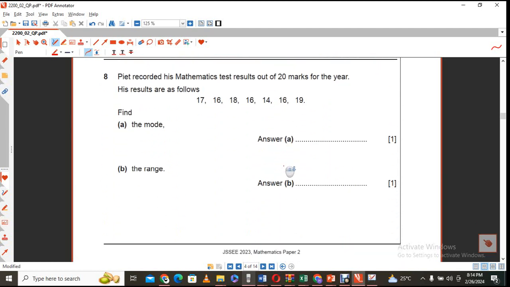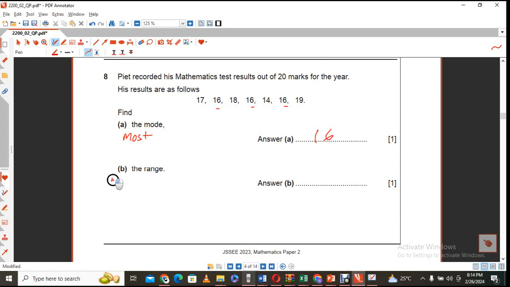Question 8. Pete recorded his mathematics test results out of 20 marks for the year. Every one of these tests was out of 20, and you can see that it's 7 tests: 2, 4, 6, 7 tests that you wrote. The mode is the one that appears the most. You can see that it's 16.